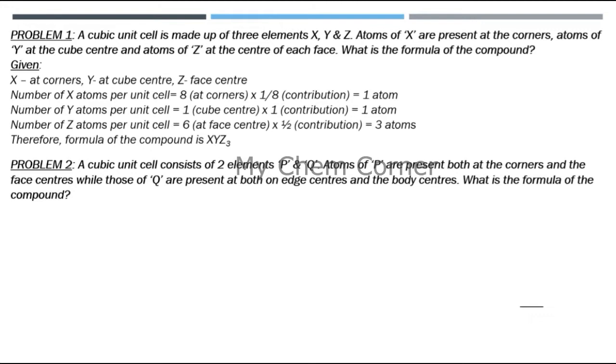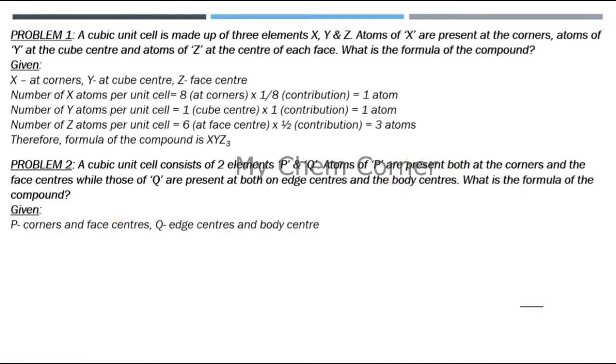Now, atoms of P are present both at corners as well as face centers. So here P is present at the corner of the cube and it is present at each face center. So basically P has a face centered arrangement. And Q is present both on the edge center and the body center. So in the edge centers as well as body centers, basically BCC. What is the formula of the compound?